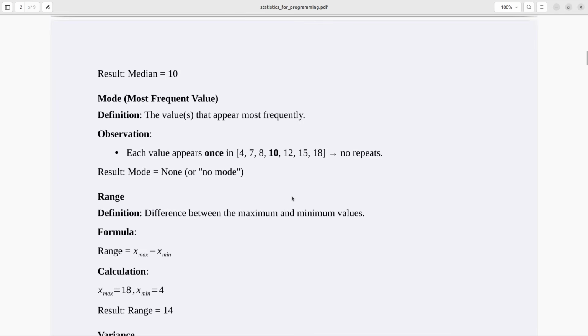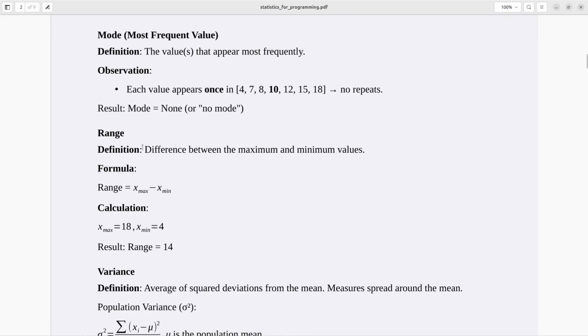Okay, and then we can talk about the mode, which means the most frequent value in the data. So the definition is like that. The values that appear most frequently in the data will be the mode. So let us see the example here. Since from my data, each value would just appear once, we would say that we have no mode. Okay, all the numbers are not repeated. That means we have no mode.